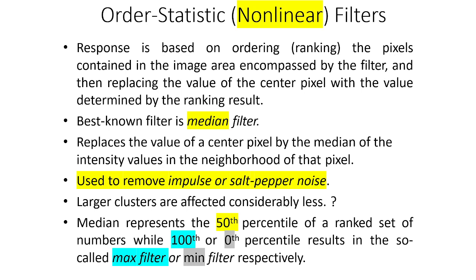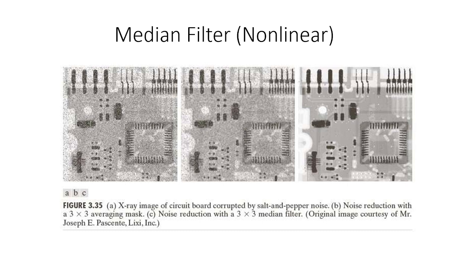Also, we can use the median filter as the 50th percentile, or the 100th percentile or 0th percentile. If you replace the center value with the maximum value, then we call it a max filter. If the center value is replaced by the minimum value 0, then we call that a min filter. What is the result of using the median filter? In the image, the extra white grains will all be removed because they are replaced with the median value. That is the noise reduction.